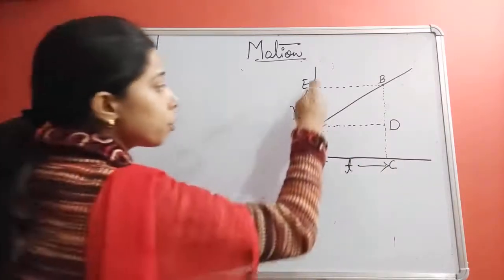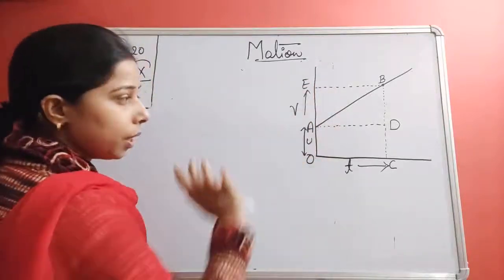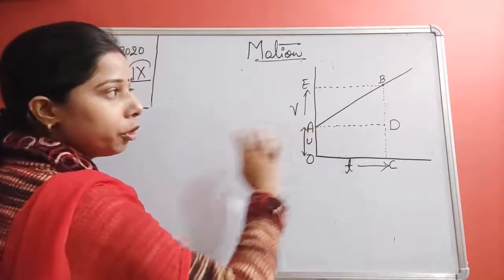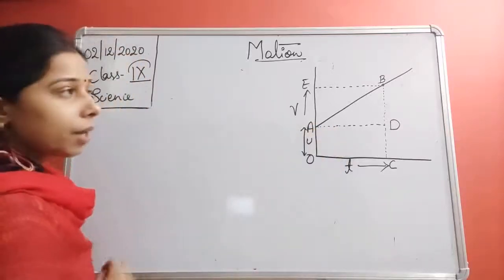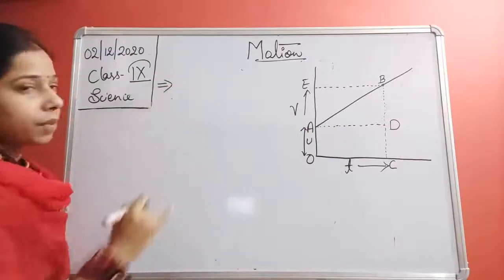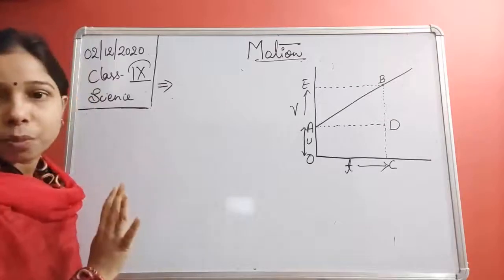Now it was moving with the velocity, that is v. So this whole is what? It is v, and the initial velocity is represented by u. Okay. So you see how we can find the acceleration of this body.